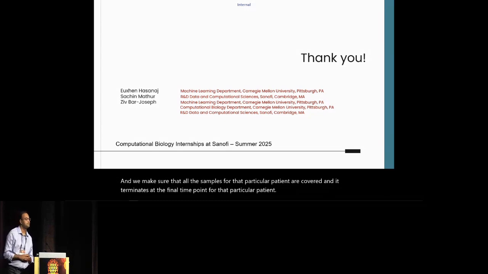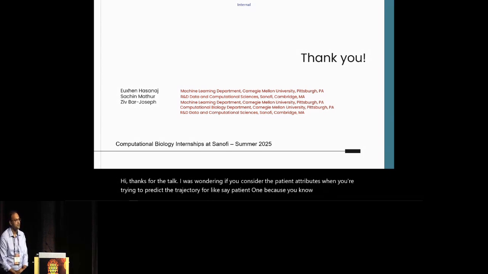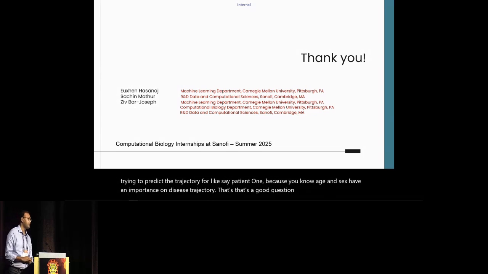Hi, thanks for the talk. I was wondering if you consider the patient attributes when you're trying to predict the trajectory for, say, patient one, because we know age and sex have an importance on disease trajectory. That's a good question. Currently, we do not do that, but it can be used as additional covariates.